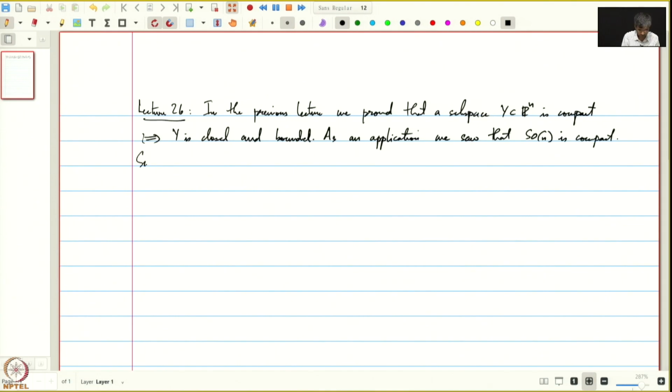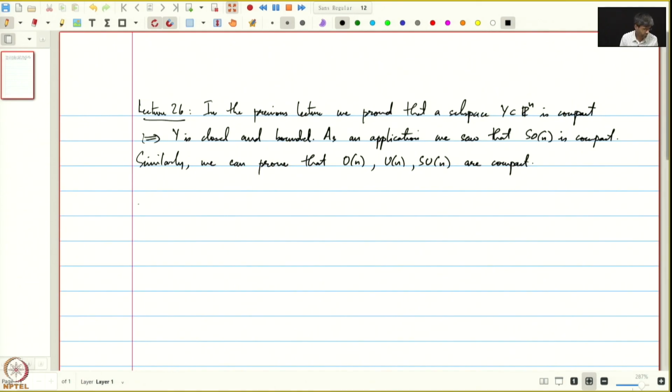Right. Similarly, we can prove that ON, UN, SUN are compact. So slight modifications of the proof that SON is compact will show us that ON, the group of unitary matrices and special unitary matrices, these are all compact. Okay. So today, in this lecture, we will first study how compactness behaves with respect to continuous maps.